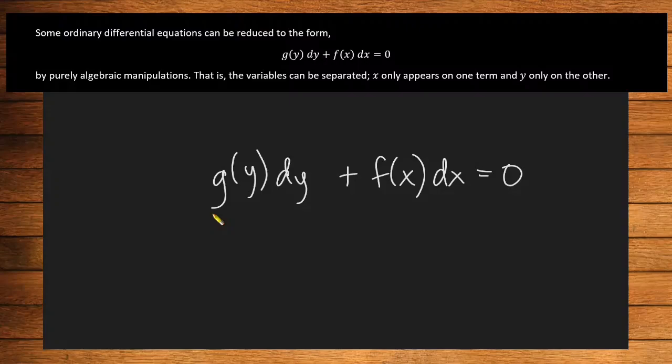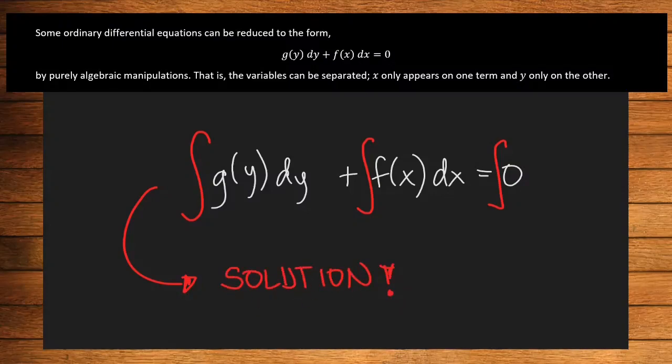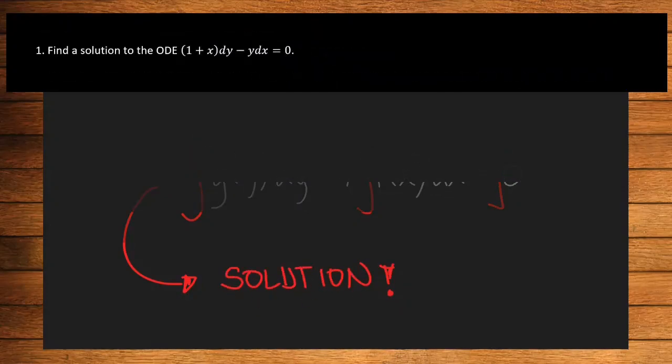So, kung mapapansin nyo, yung x natin only appears on one term, and then yung y naman natin appears on the other term. So, after transforming a given differential equation into this form, we can easily obtain a solution by integrating both sides of the equation. So, if f and g are continuous functions, then the integral exists, and by evaluating them, we obtain a general solution. So let's take this example here.